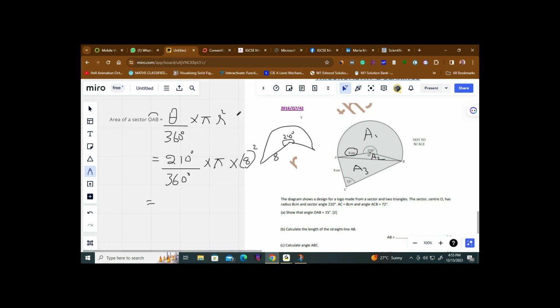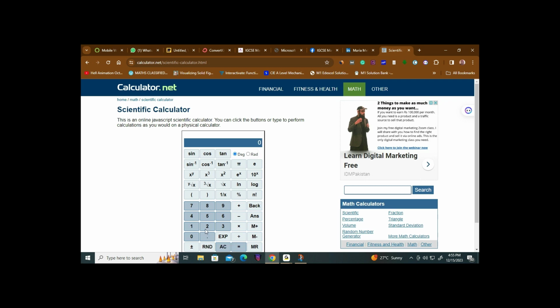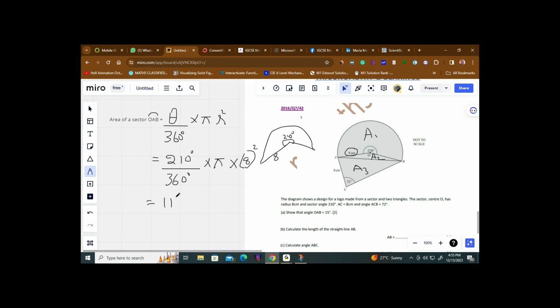Now to solve it and get your answer, we just pick up our calculators: 210 divided by 360, multiply by pi, multiply by 64. We get 117.286, so you can approximate and write 117.3 centimeters squared. That's it.